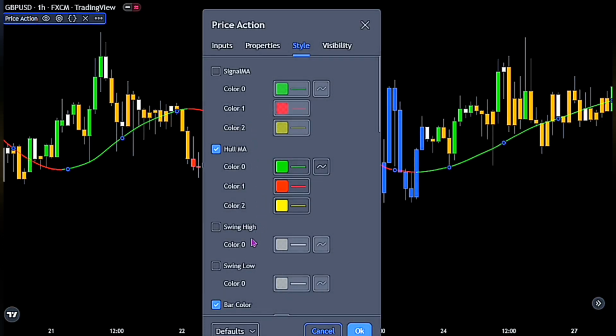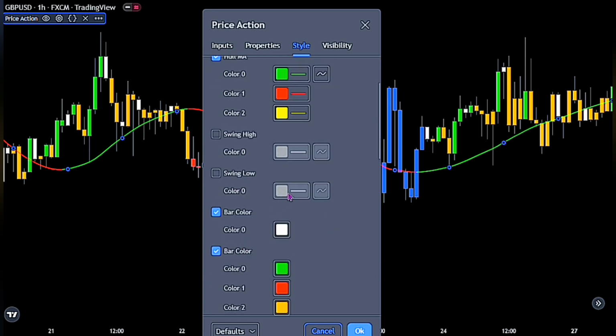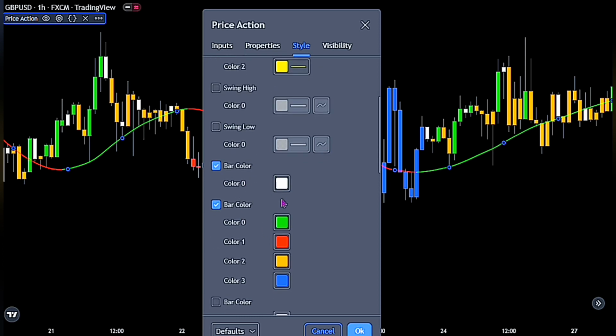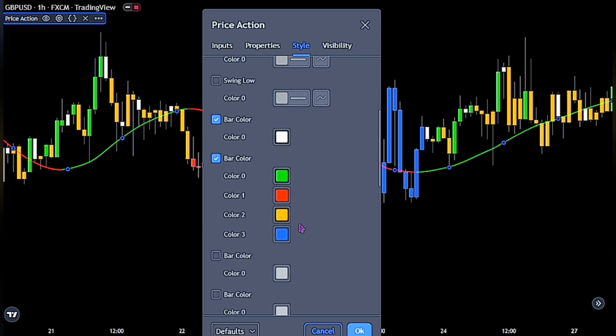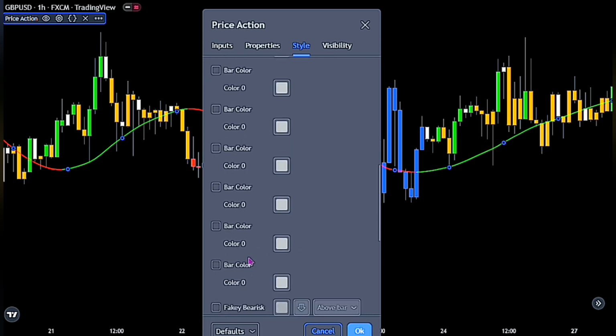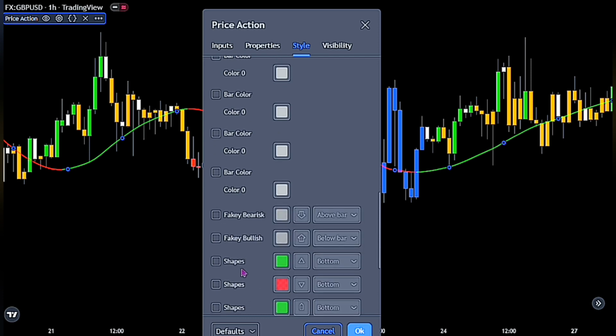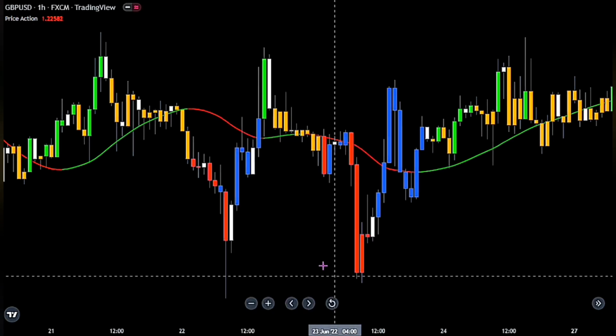Okay, this is our indicator panel. As we head over to the style, we can see we untick the signal moving average, but we still have our Hull moving average present. We also got rid of the swing high and swing low, as it shows support and resistance levels on the chart. This is the reason why our chart is in different colors. We only changed colors 2 and 3 to orange and blue for better visualization, and we then got rid of most of its settings, as they mostly show inside bars and other types of bars. So back to the chart.